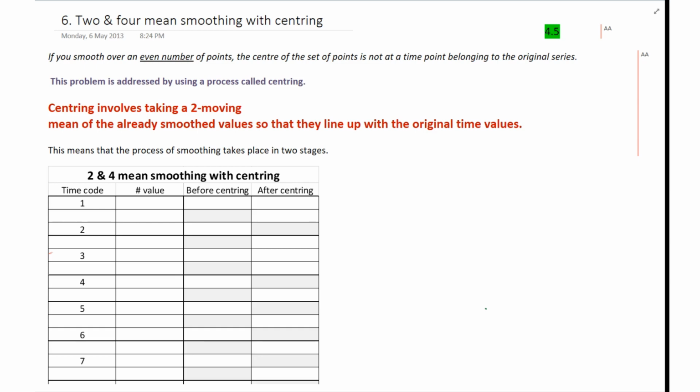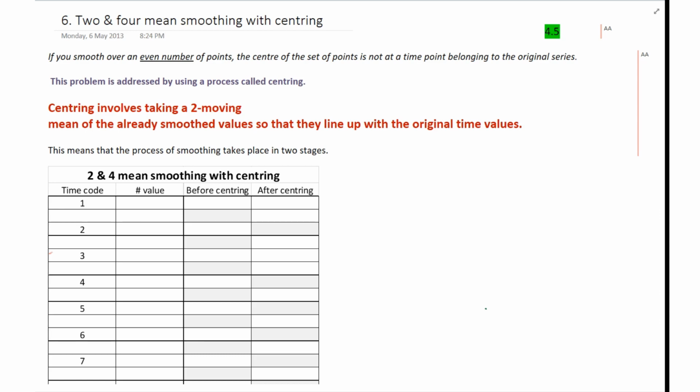Centering can involve taking, in this case, a two moving mean of the already smooth values. The centering allows it to line up with the original time value. So it could be 2, could be 4. If you want to go 6, generally you're going to have to do 2 or 4. I'm saying 6 because that's just an example of what you could go for.